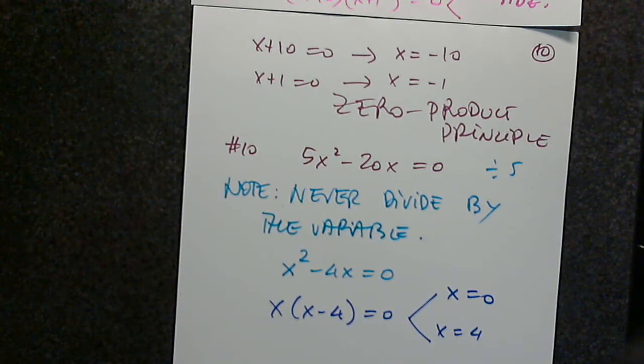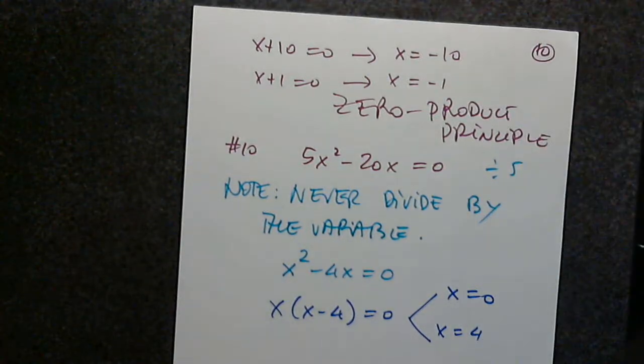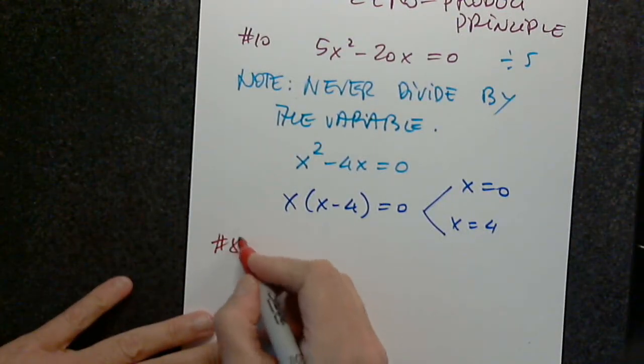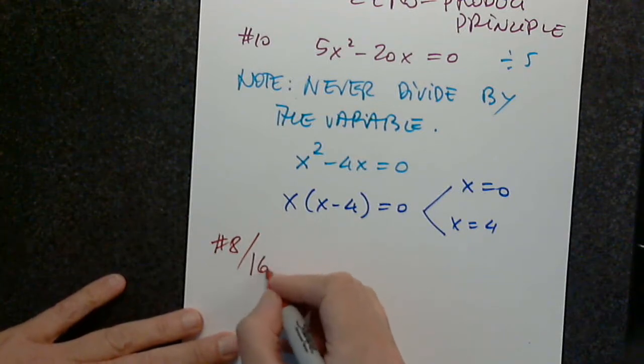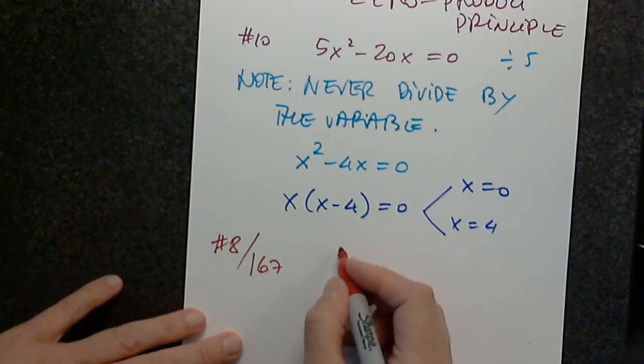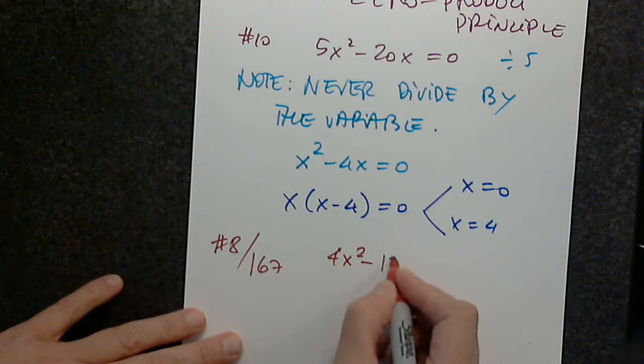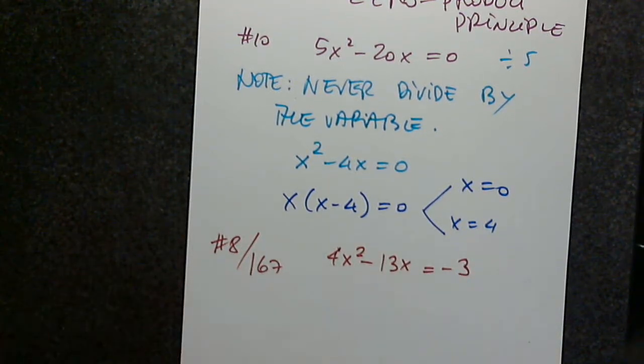Apply the zero product principle again. We have 3 more minutes, so let's choose one more. Yeah, what about 8? Any questions? Still on 167. And this is 4x squared minus 13x equals negative 3.